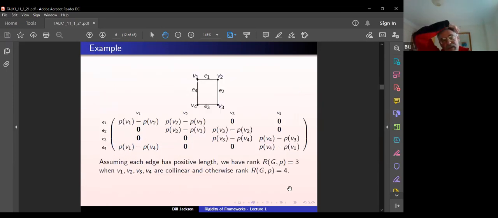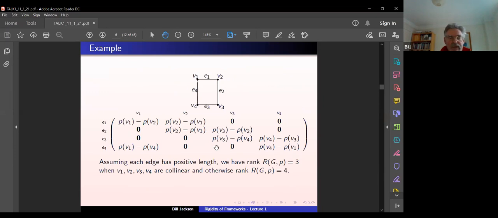So for example, if we go back to our square framework, then this is the corresponding rigidity matrix. And if we're interested in the number of solutions to this linear system of equations, then we're interested in the rank of this matrix. And the rank, well, it depends on where the vertices are placed.